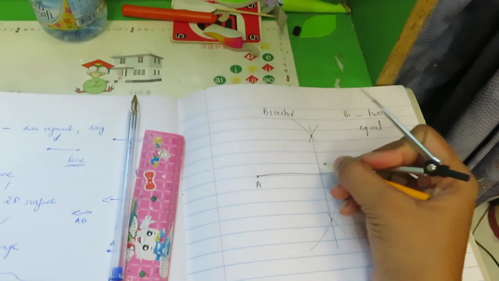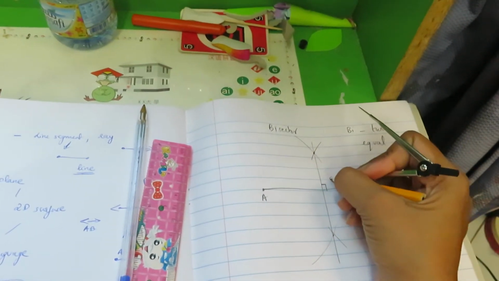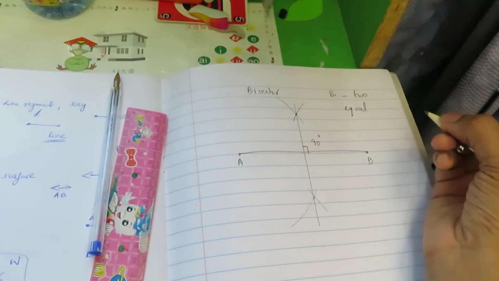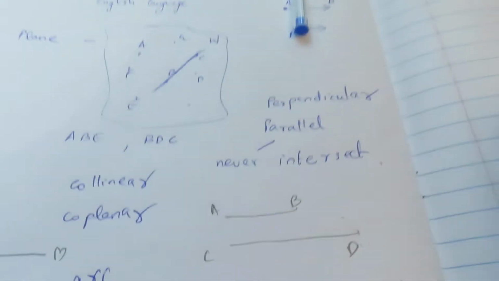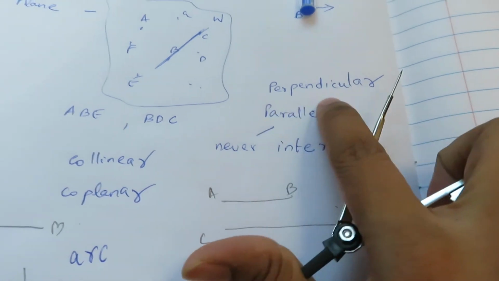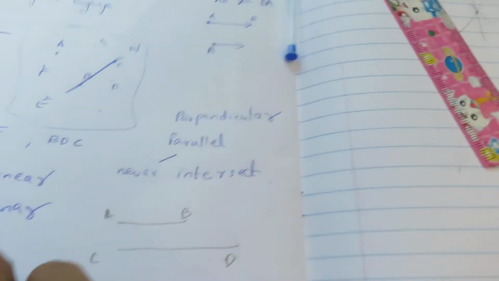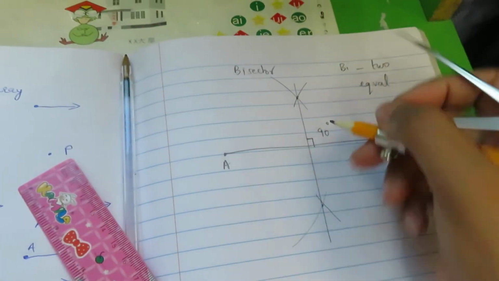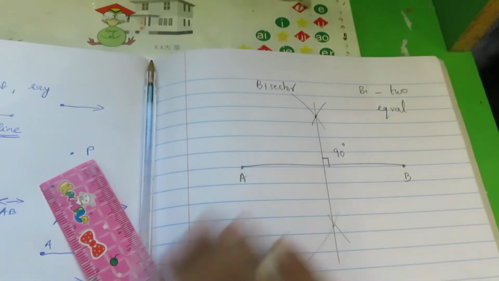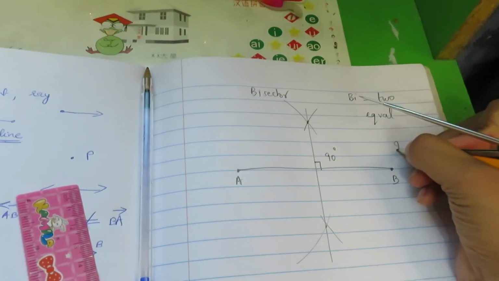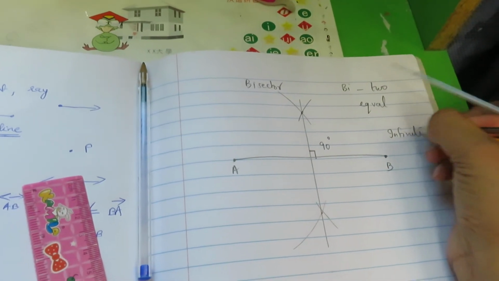So why do you call this a perpendicular bisector? Because it forms a 90-degree angle over here. Clear? It's called a perpendicular bisector. We used the word perpendicular earlier. So this is the one, perpendicular bisector. And why do you call it a perpendicular bisector? Because these two form an angle of 90 degrees. Clear?